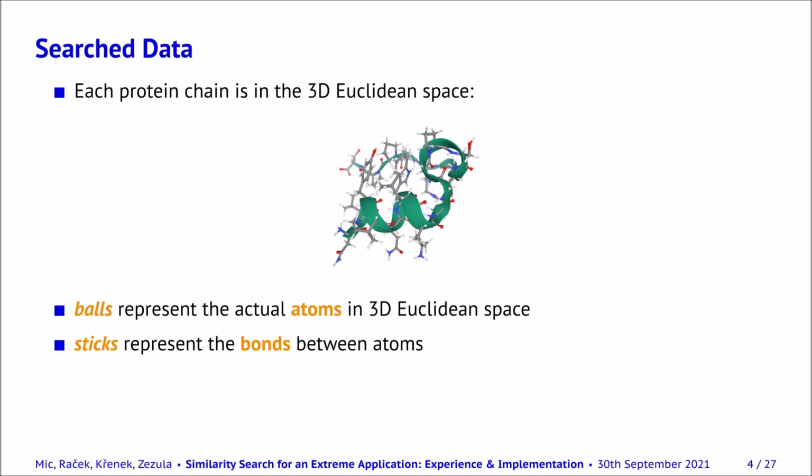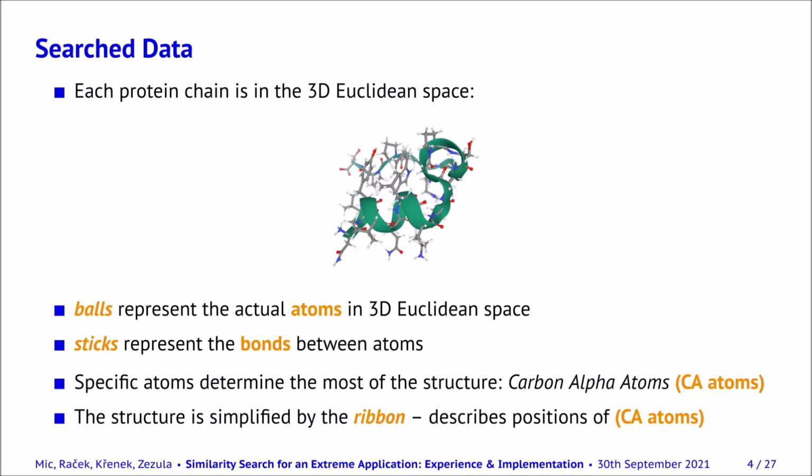That is, what I learned from Tomáš Raček and Aleš Křenek. Proteins are important biomacromolecules, and each protein consists of one or more parts, so-called protein chains. Here you see a three-dimensional model of a protein chain. It consists of balls and sticks, which represent atoms and bonds between them. Researchers have a hypothesis that protein chains with a similar structure have similar biological function.